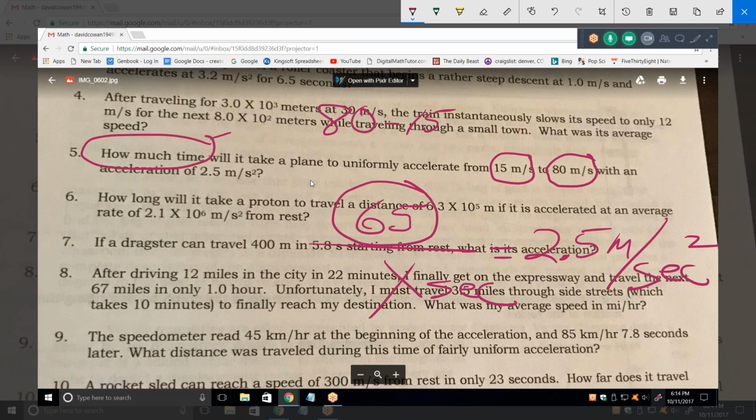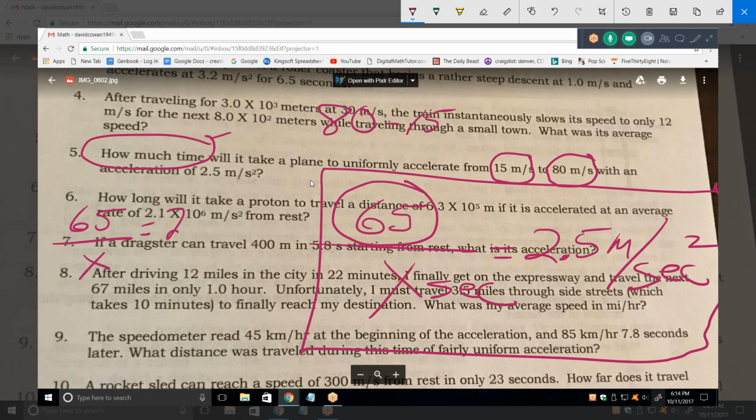Well, remember how we did all these problems. We took our ending speed minus our beginning speed divided by the number of seconds that it's doing that. That gives you acceleration. So now that I have this formula, all I have to do is solve it. 65 divided by x equals 2.5. How do you solve that for x? Cross multiply. So in the end, you just divide 65 by 2.5, and that's going to be your answer.